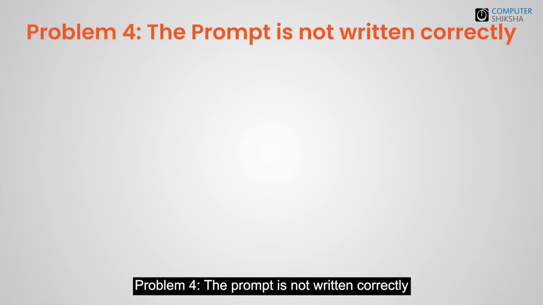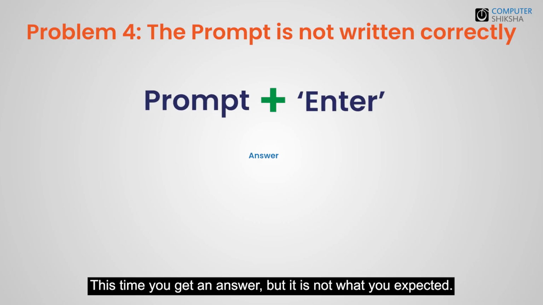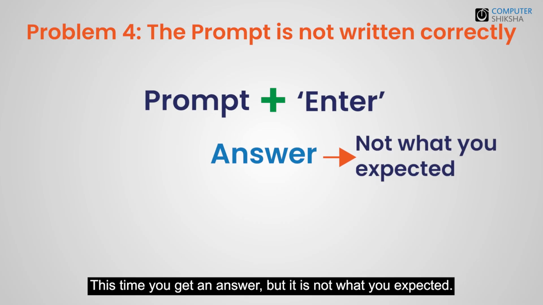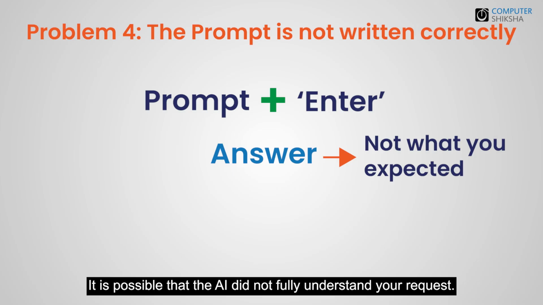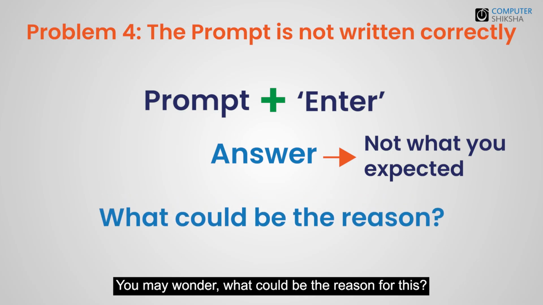Problem 4. The prompt is not written correctly. Students, imagine you wrote a prompt, pressed enter, this time you get an answer, but it is not what you expected. It is possible that the AI did not fully understand your request. It may have generated something different, or you did not get the result you actually wanted. You may wonder, what could be the reason for this?